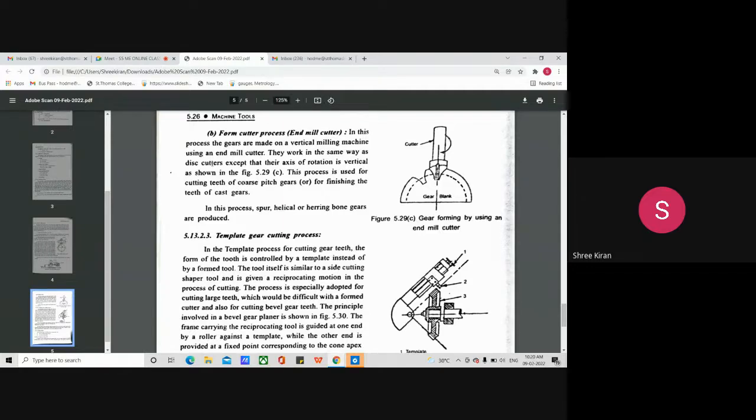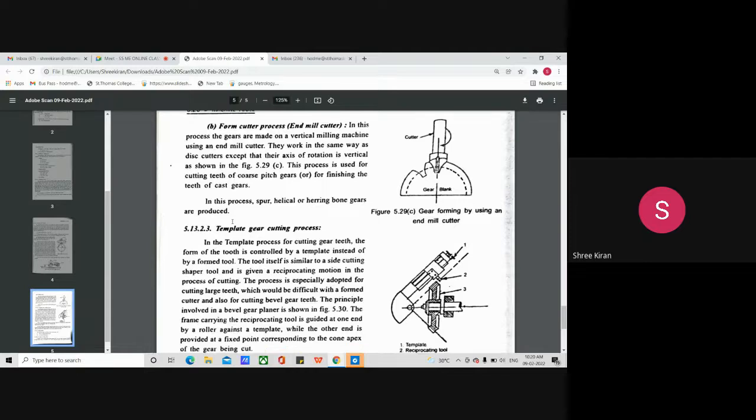They work in the same way as the disc cutters, except their axis of rotation is vertical. In this case, the axis of rotation is always vertical. This process is used for cutting teeth of coarse pitch gears and for finishing teeth of cast, helical and herringbone gears. That's what happens over here.